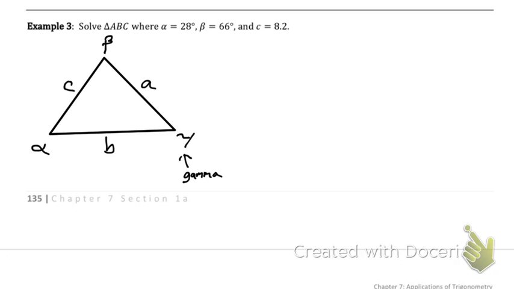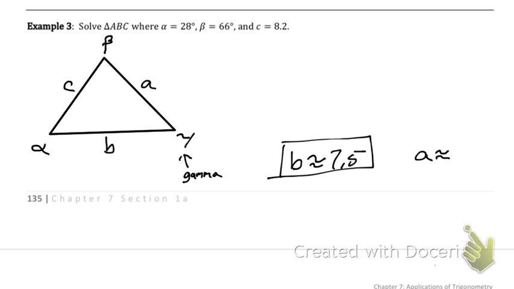All right. That pretty much wraps it up for me. I am going to put the solution to this really quick. If you actually solve this, you'd come up with B is about 7.5 and A is about 3.6.